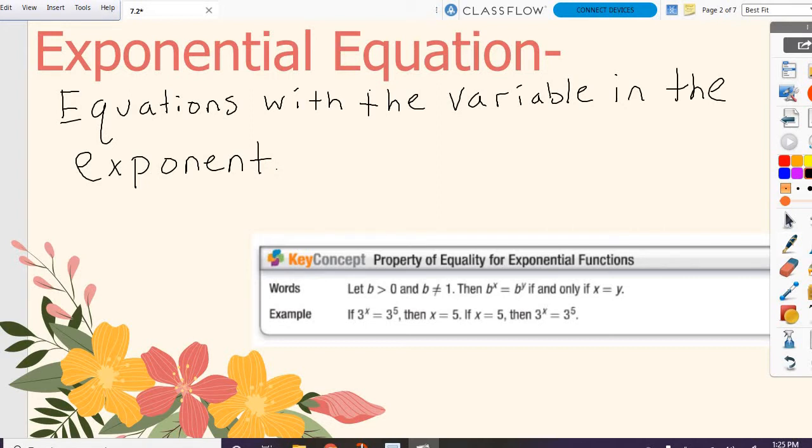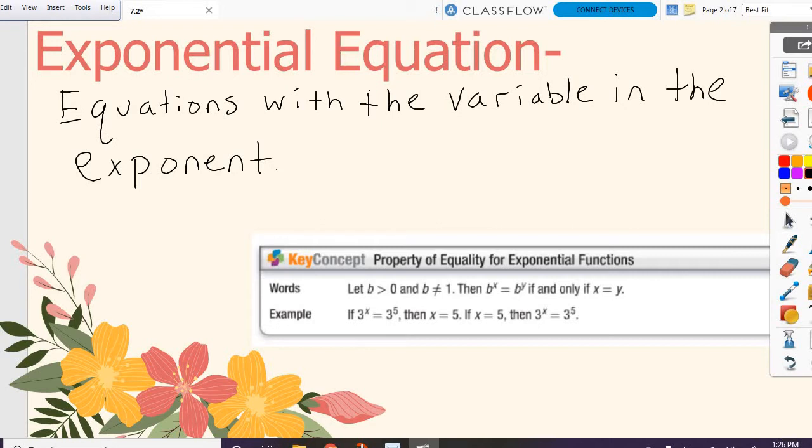So what we're going to need to be using is our exponential property of equality. And because our exponent is where our variable is, we're going to have to look at it a little bit differently. So notice that we have b to the x equals b to the y. Well, since our bases are the same, the only way for the left side to equal the right side is if our exponents are also the same, which means that x has to equal y.